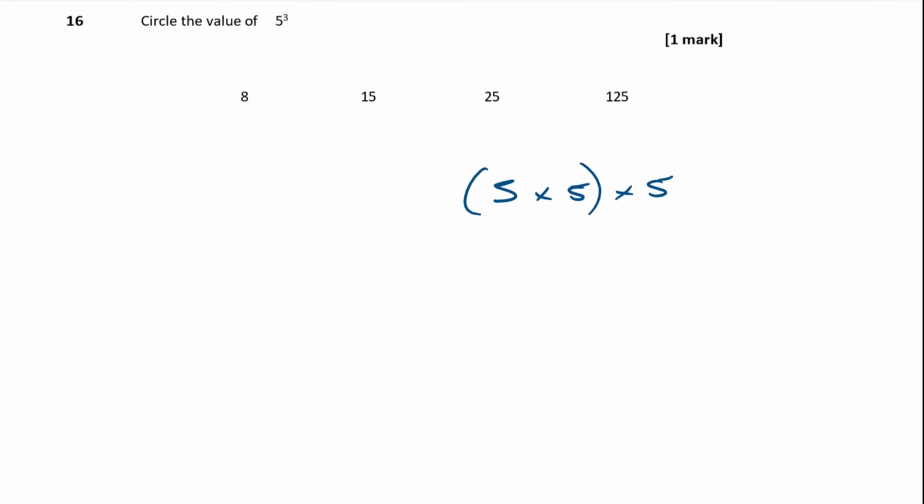I'm going to multiply those together first. It's going to give me 25, and if I times 25 by 5, that is 125, isn't it? It's that one there. But really, just memorize your cubes. Really handy for your exam.